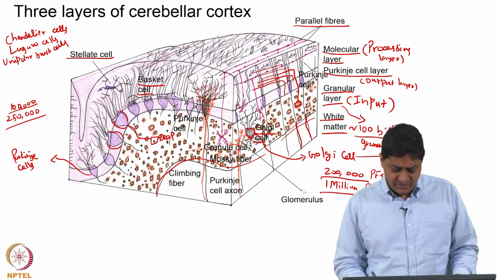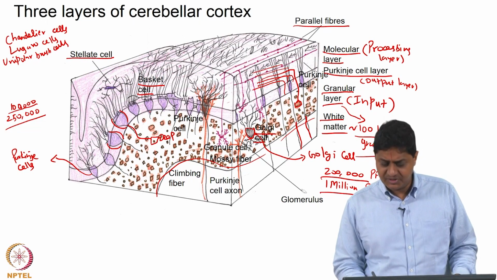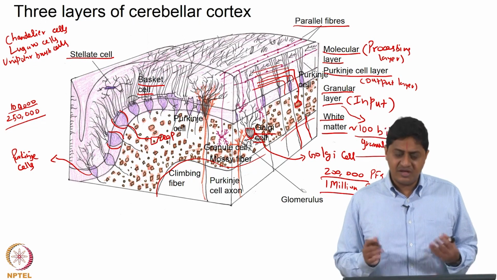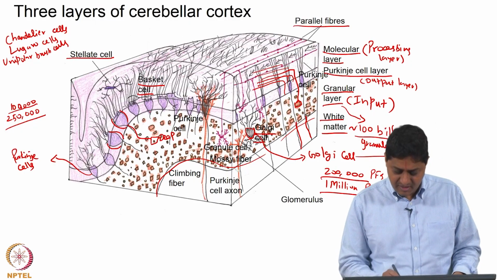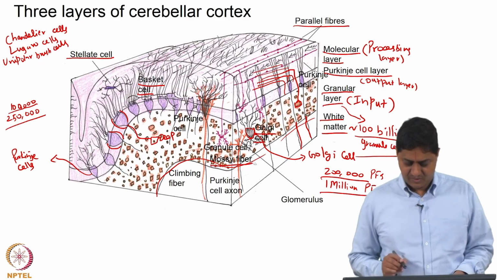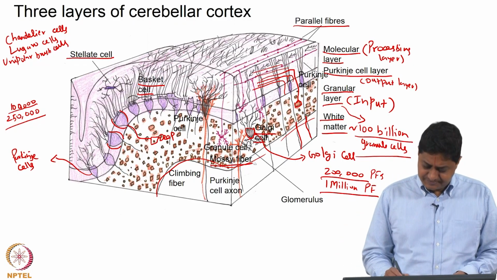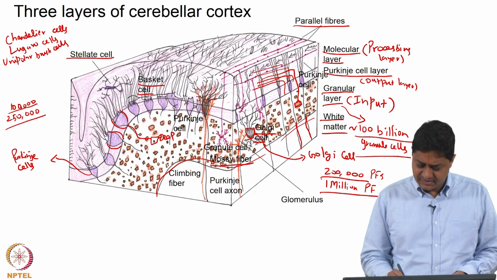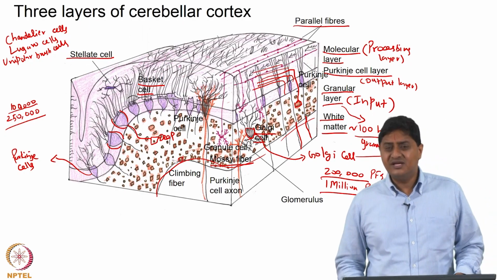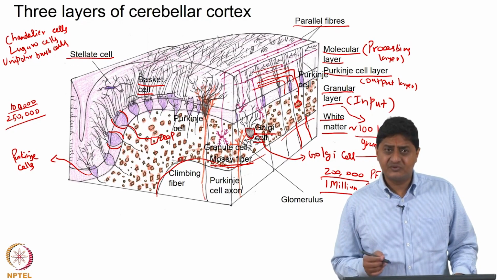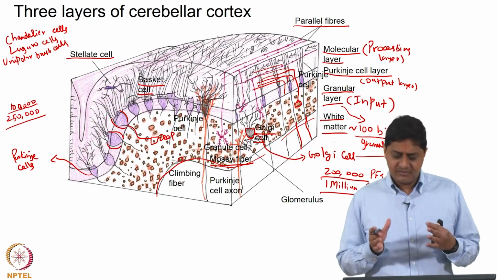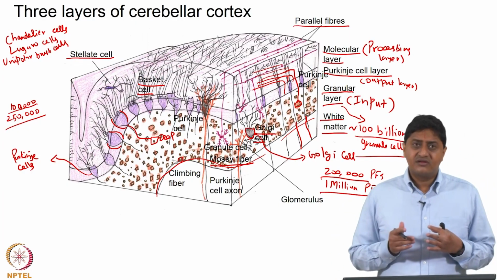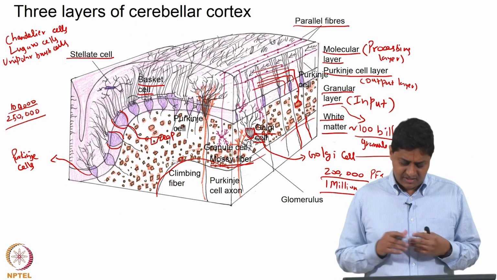It turns out that the granule cells receive inputs from one of the major sources of input to the cerebellum. These are called mossy fibers. These mossy fibers serve as input to the granule cells. Each granule cell receives input from a few mossy fibers, but one mossy fiber innervates several thousand granule cells.